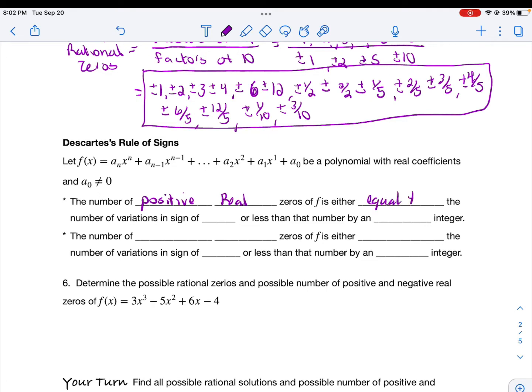So the number of positive real zeros of f is equal to the number of variations of the sign of f of x, or less than by an even integer. So whatever number I get, subtract 2 until I get to 1 or 0.